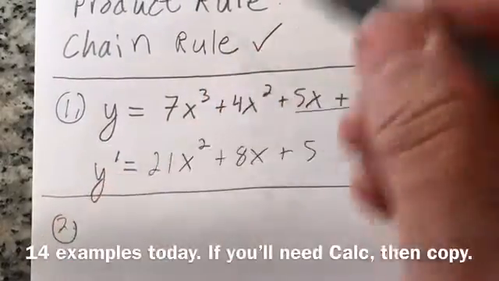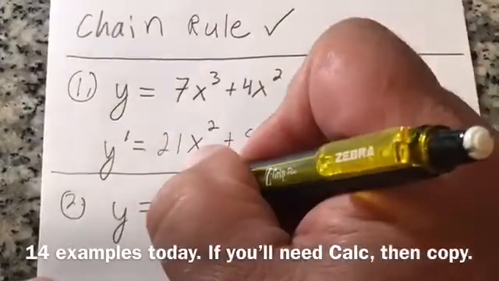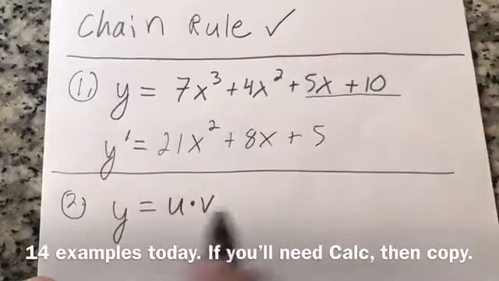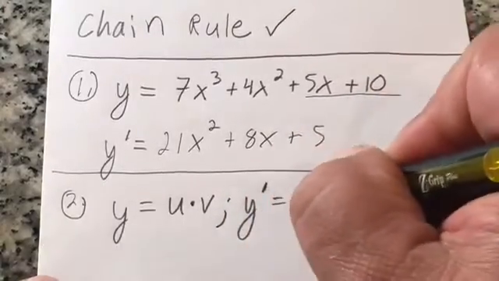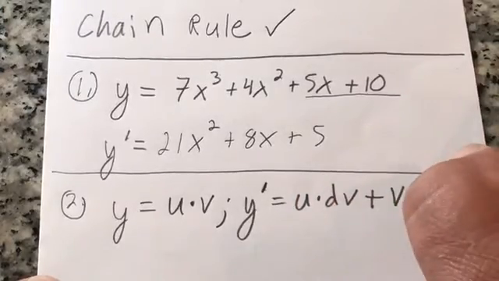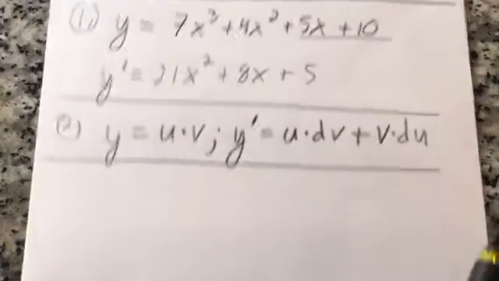Number 2, I'm going to do a product rule. So I'm just going to write the actual note, y equals u times v. So I have some quantity u times some quantity v. The product rule states that y prime is going to equal u times the derivative of v plus v times the derivative of u. Let's do an example of that.